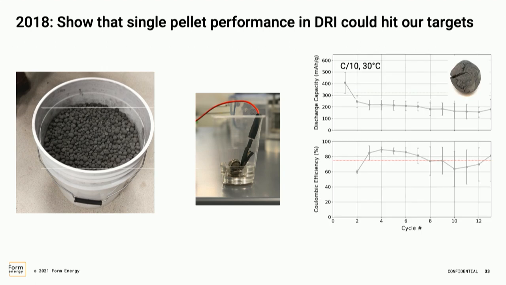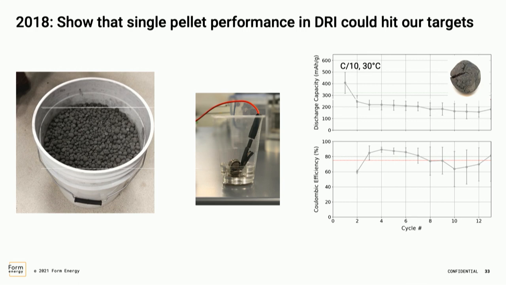This is a measure of how much energy did I store, how much capacity per unit of iron. And this is a measure of how reversible it could be made to be. These are just the very early scraps of data that convince you, hey, there might actually be a there there with this stuff.